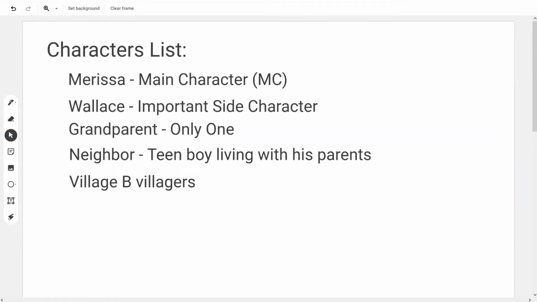And then the Village B villagers. This is kind of for that climax scene when the villagers come after Marissa. It's no one in specific names. We don't need to get into who the baker is and who the smithy is and all that stuff. So it's just the Village B villagers.